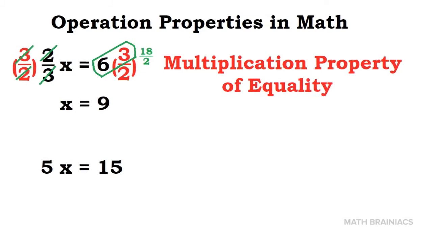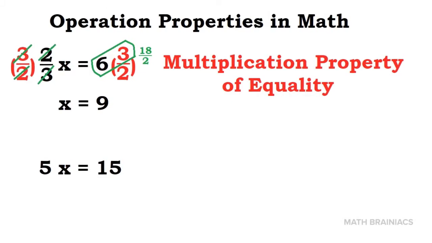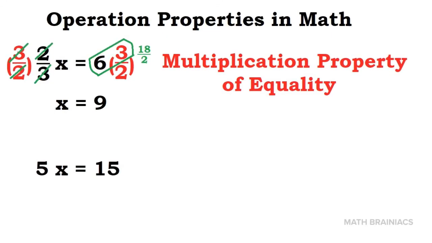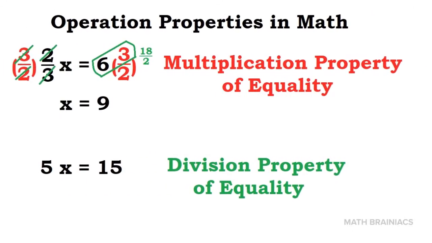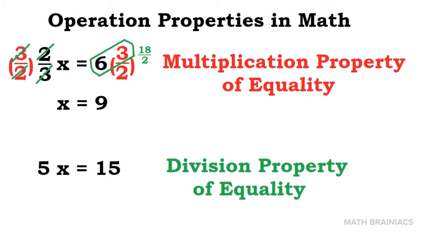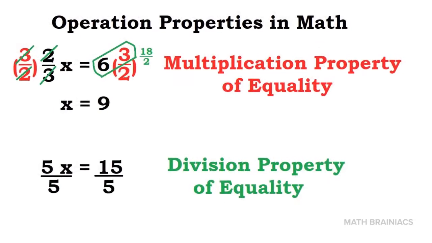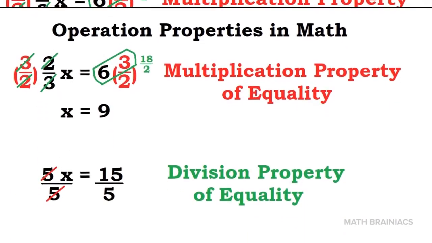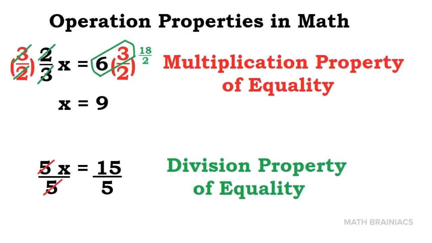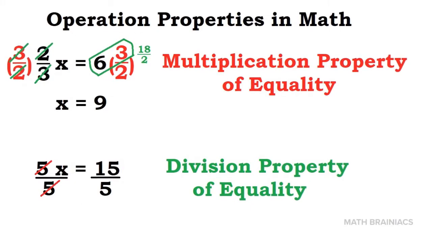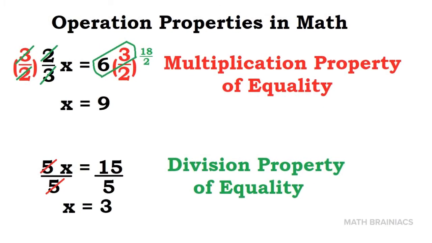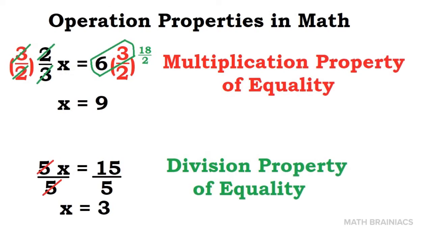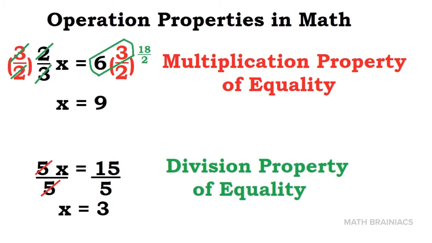What about the next equation? 5x is equal to 15. What property are we going to use to solve for x? We are going to use the division property of equality. We are going to divide both sides by 5. Subsequently, we can cancel out the 5 on the left side. And we can solve for x. 15 divided by 5 is equal to 3. Therefore, x is equal to 3.